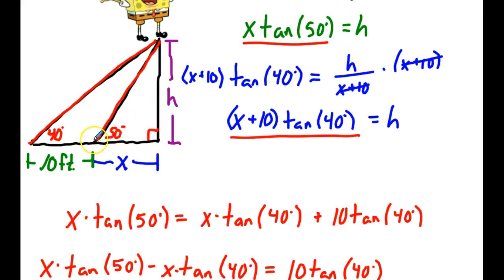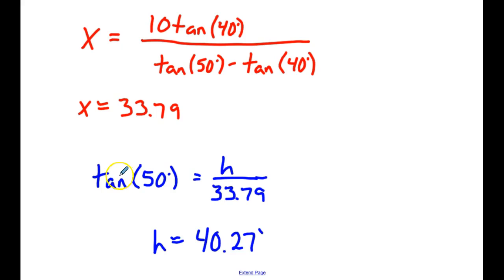So we have our angle, 50 degrees. We're looking for the opposite side. We know the adjacent, so we're going to use the tangent function. So we have the tangent of 50 degrees equals h over 33.79. To get h by itself, we would multiply 33.79 to the other side. So the tangent of 50 degrees times 33.79 is approximately 40.27. So the height of the balloon would be approximately 40.27 feet.